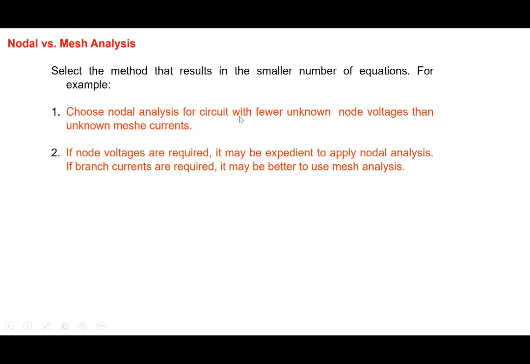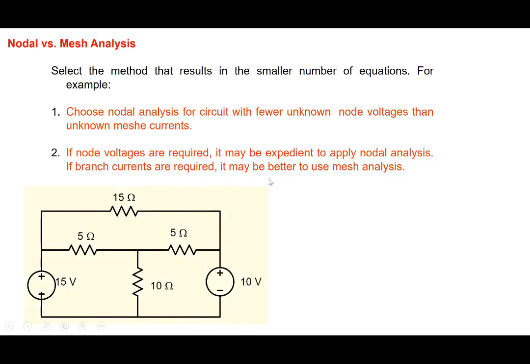So choose nodal analysis for circuits with fewer unknown node voltages than unknown mesh currents. Similarly, and vice versa. Sometimes your interest is in a particular node voltage, so nodal analysis may make more sense, because otherwise if you determine the mesh currents, there's a little bit of a step involved to determine the appropriate node voltage. So look at this circuit here.